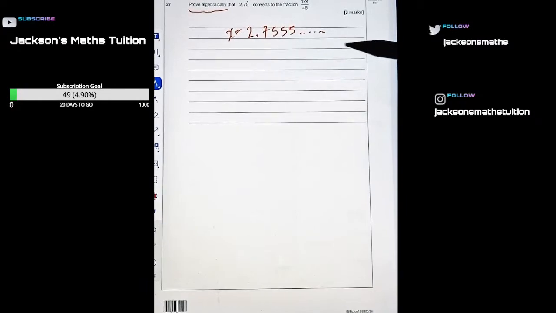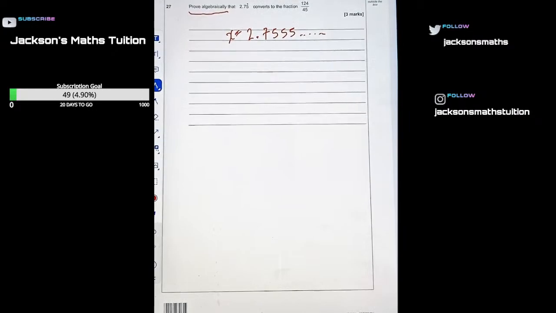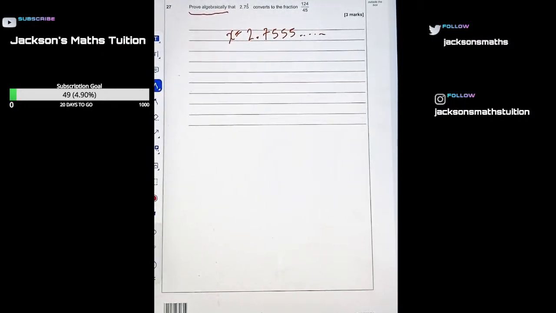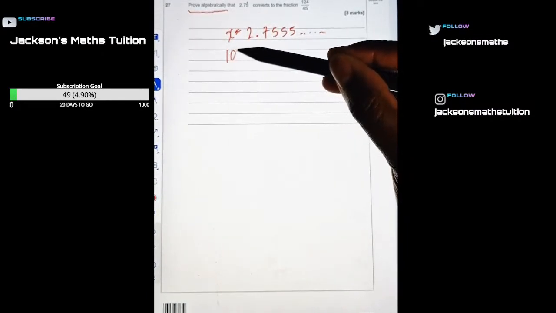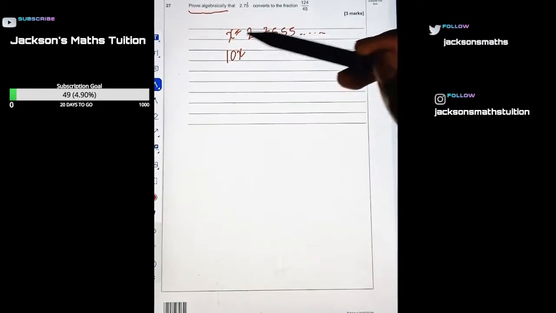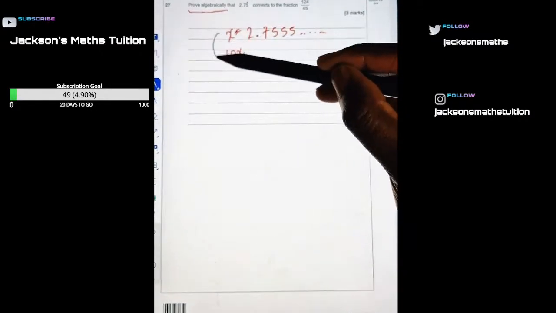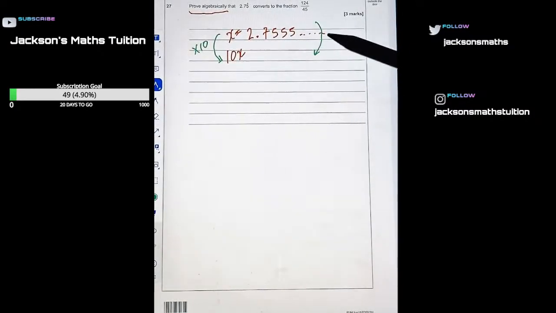Prove algebraically. So x is 2.755555 recurring, any amount of fives. So when you're doing it algebraically, you always multiply by powers of 10. So I'm going to start with 10, then I do 100 and see where that takes me. So let's do 10x first. We times by 10 here. So if I multiply by 10, I'm just going to put in the arrows so everybody can see what is happening. You don't have to put the arrows in when you're doing it.